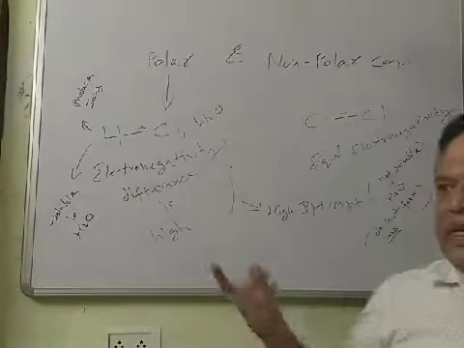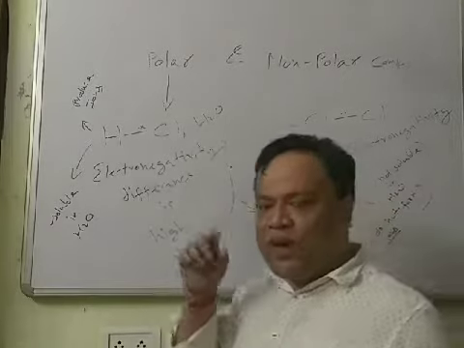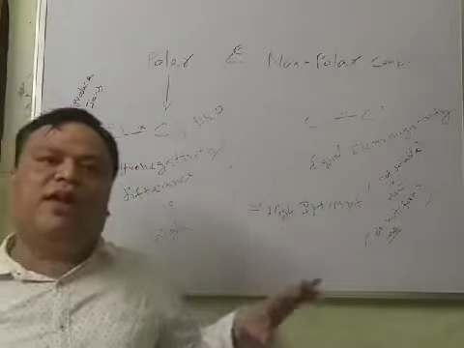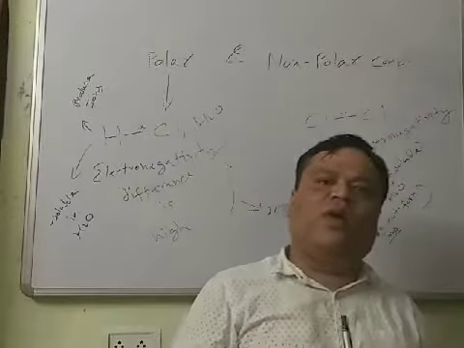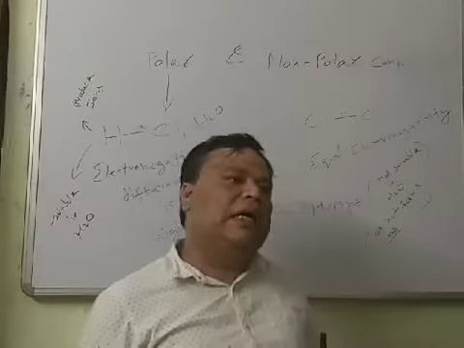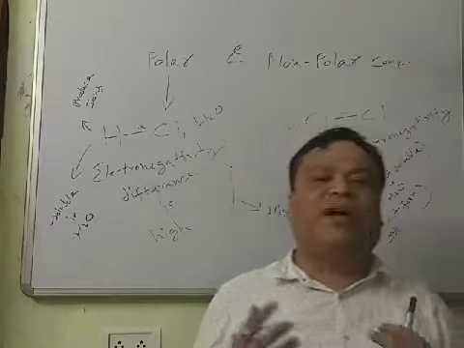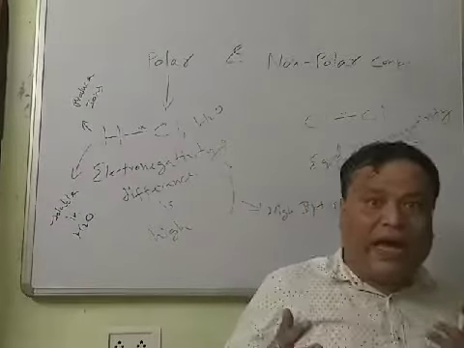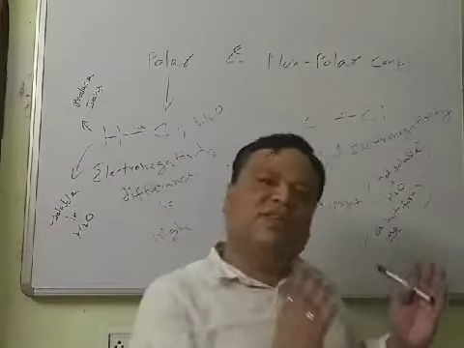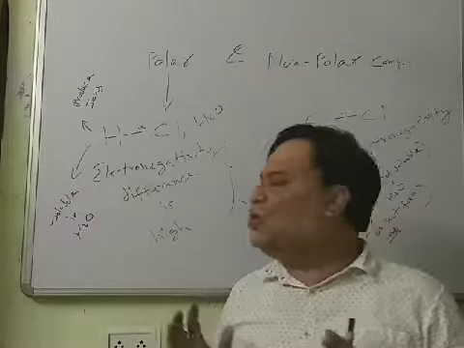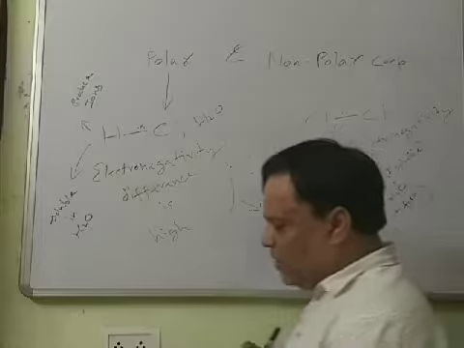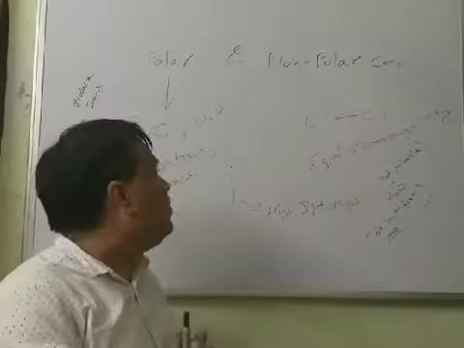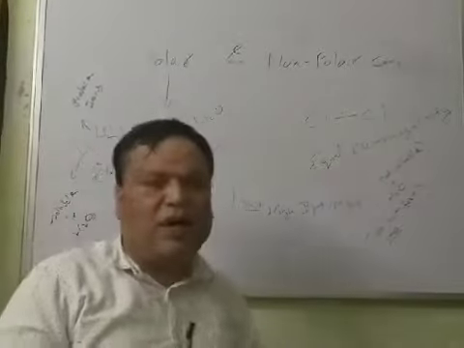But this video is the follow up of my last video, in which I told you covalent compounds are of two types: polar and non-polar covalent compounds. So how are they different? What are their properties? And why is one polar and why is one non-polar? Today I'm going to teach all this in this video. So let us start with polar and non-polar compounds.